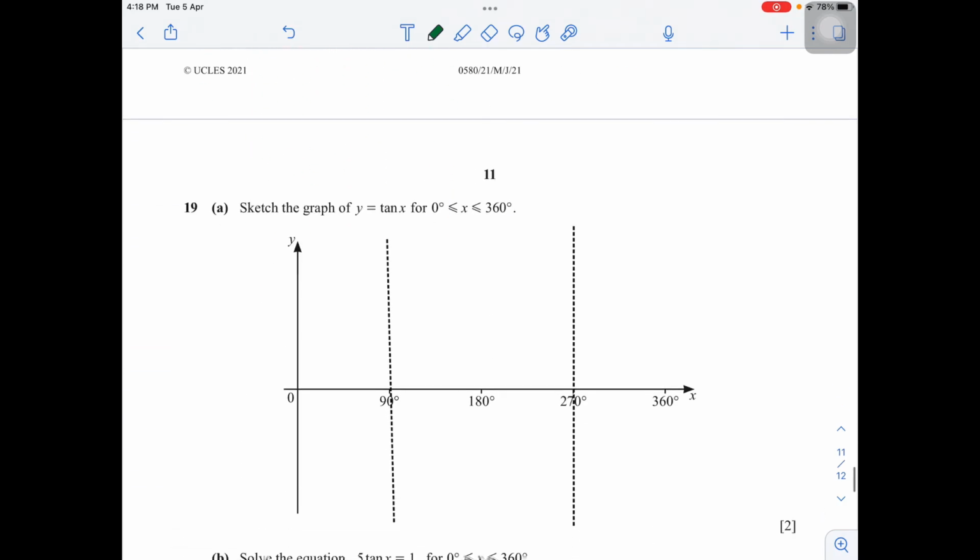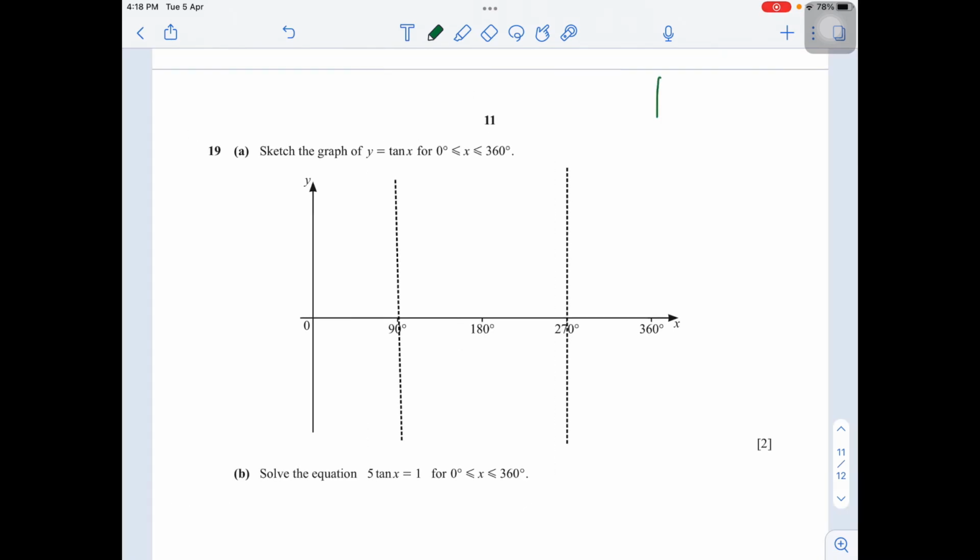Let's try the next one. Sketch the graph of y equals tan x. So I know the graph of tan x. This is 0. It's like this. And there is asymptote at 90, negative 90. Then there is asymptote at 270. I'm so sorry, not 180, 270. And so from 180, I draw the curve again like this.